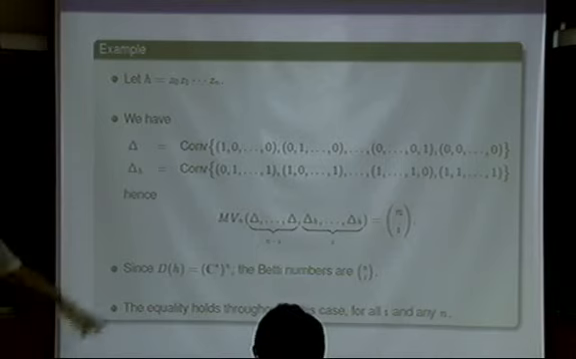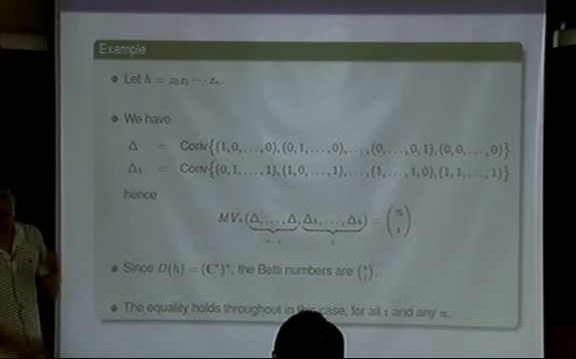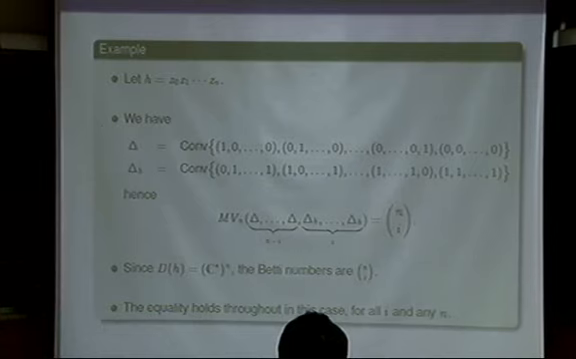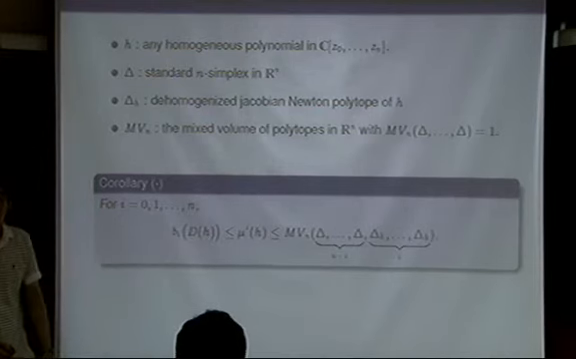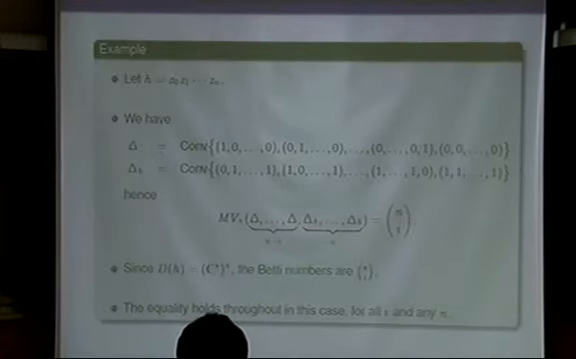Well, our complement of the hypersurface, since it is defined by the product of variables, is just the n-dimensional complex torus. So the Betti numbers are exactly n choose i. So our equality back there, this is n choose i, and that is also n choose i. So our equality holds throughout, in this case, for all i and any given n simultaneously. So this bound is sometimes very effective for a given sparse polynomial. That's it.